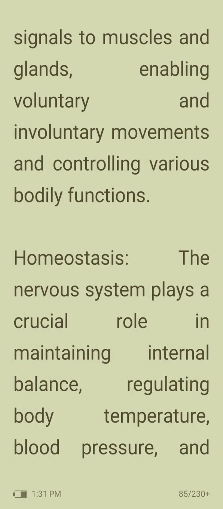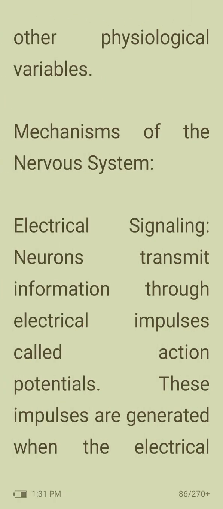Then motor function. The nervous system sends signals to muscles and glands, enabling voluntary and involuntary movements and controlling various bodily functions. Then homeostasis. The nervous system plays a crucial role in maintaining internal balance, regulating body temperature, blood pressure and other physiological variables.